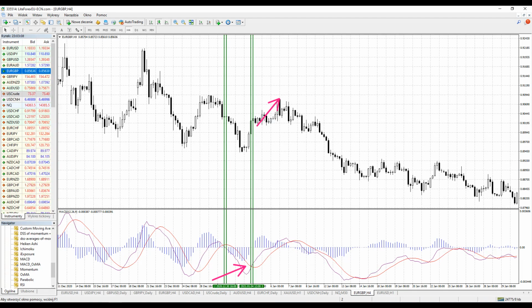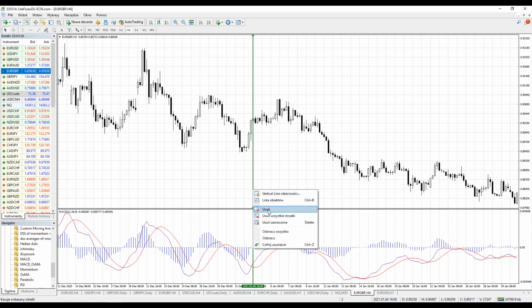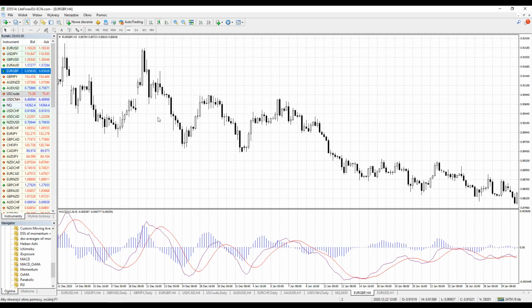All right, the second one could be pure crossovers. So let's clean the chart and have a look at what we have here. In that case, we are talking about the lines only. So let's have a look where we do have the crosses. For example, right over here, a downside move when it comes to the cross of the lines.